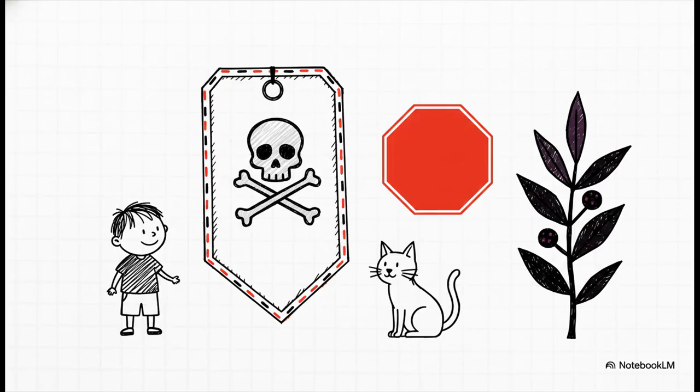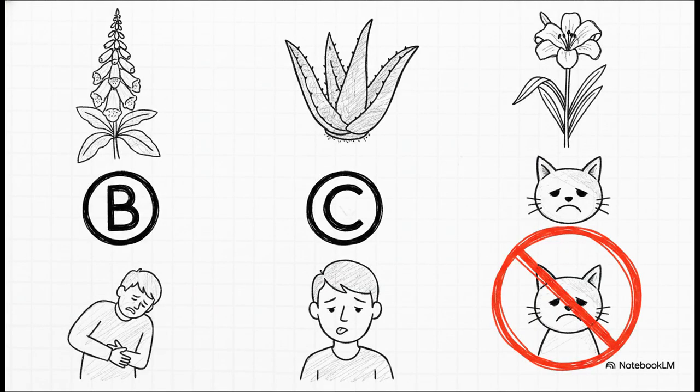Now, some of the most critical info on this tag involves safety. If you ever see a symbol like the skull and crossbones or the signal word danger, you need to take it seriously. This means the plant is acutely toxic, and it's a vital warning, especially if you have curious kids or pets running around. The industry usually uses a tiered system.